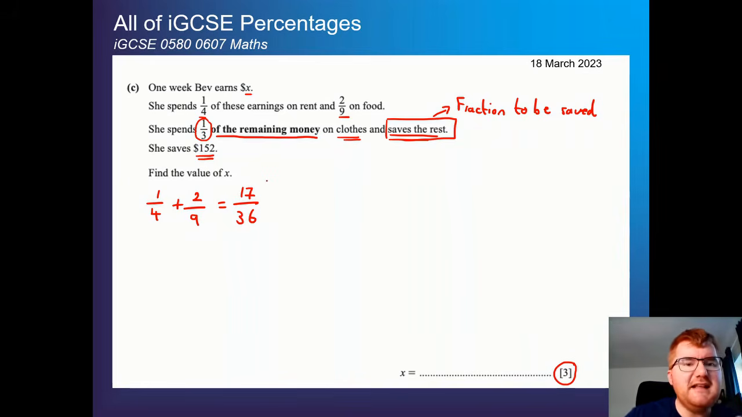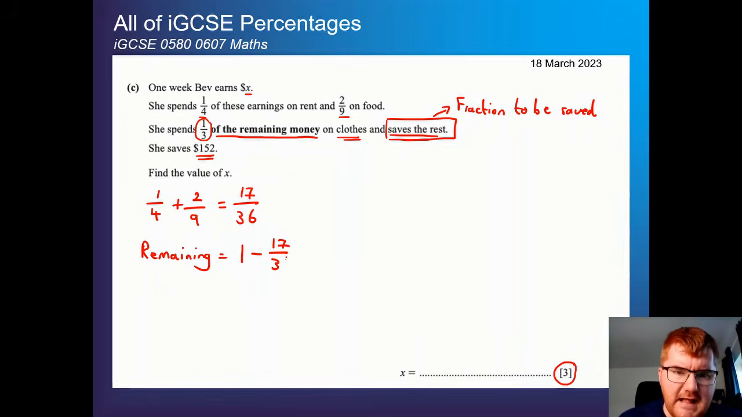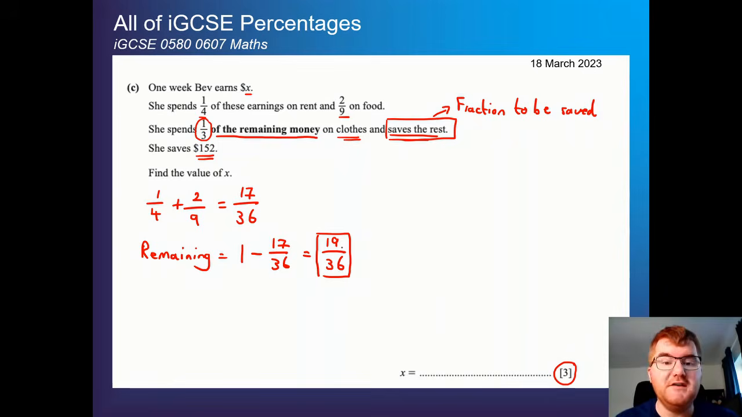So if she's spending then 17/36 of this X, then what's remaining, I'm using the word in the question here, well, we take 17/36 away from a whole one. And if we do that, well, we can do that in our head here. We get 19/36. Again, remember, 1 is the same here as 36/36. So we have 19/36 remaining, and she spends 1/3 of this on clothes. So she'll be left over with 2/3 of this remaining.